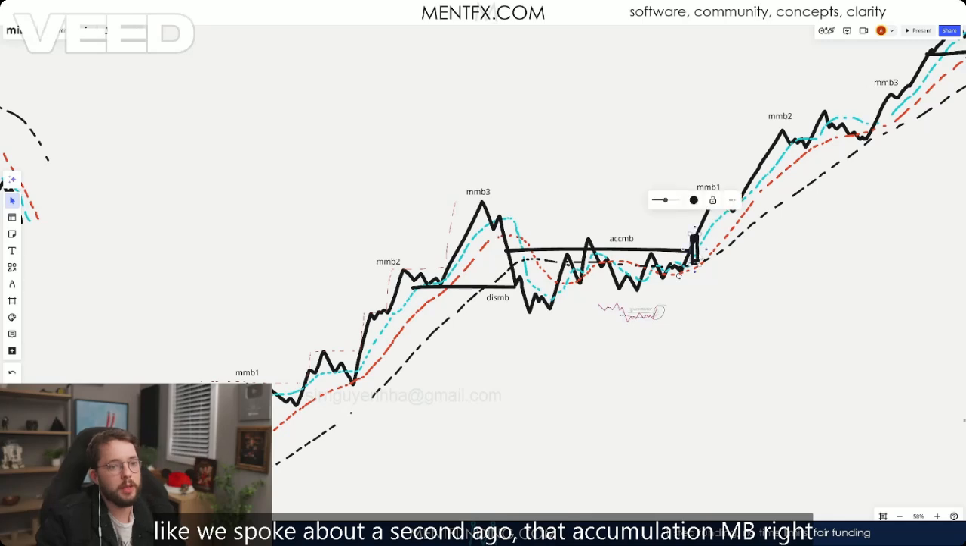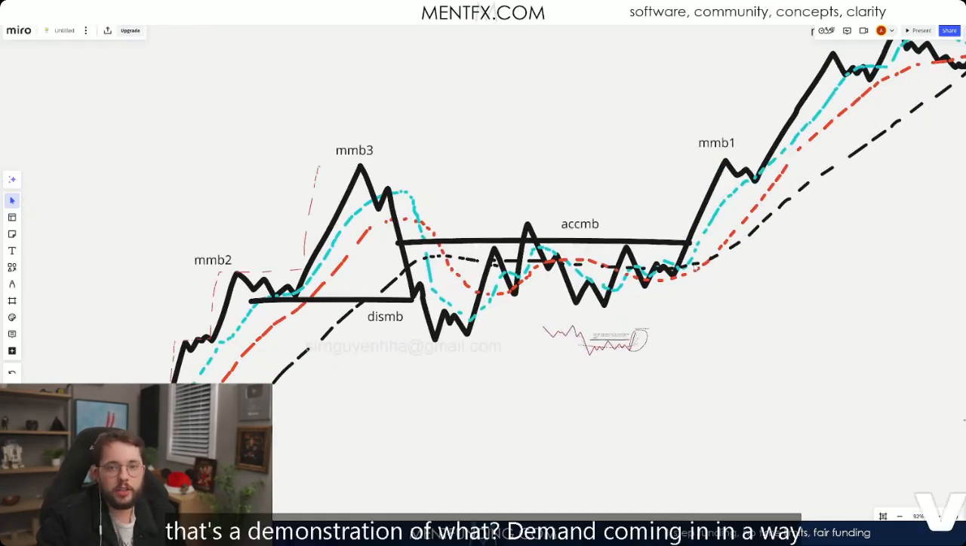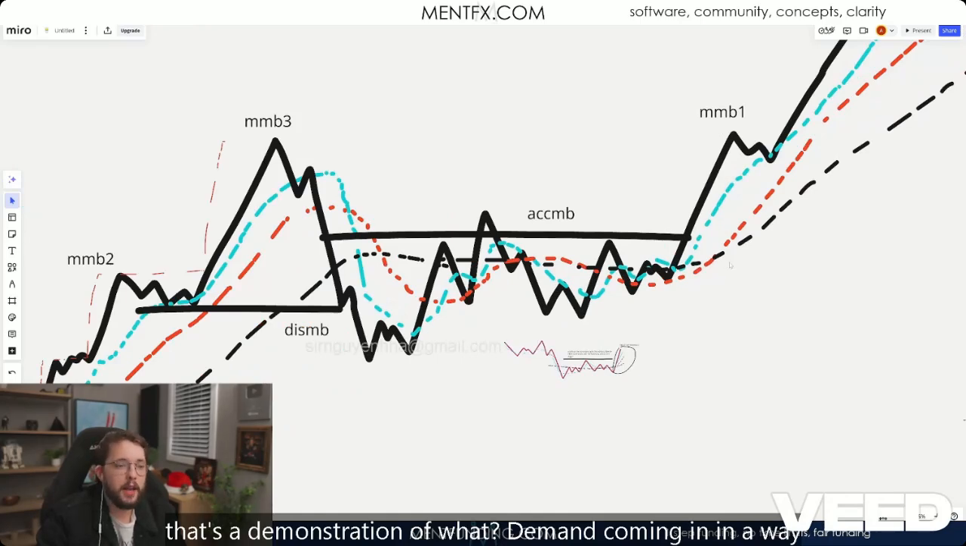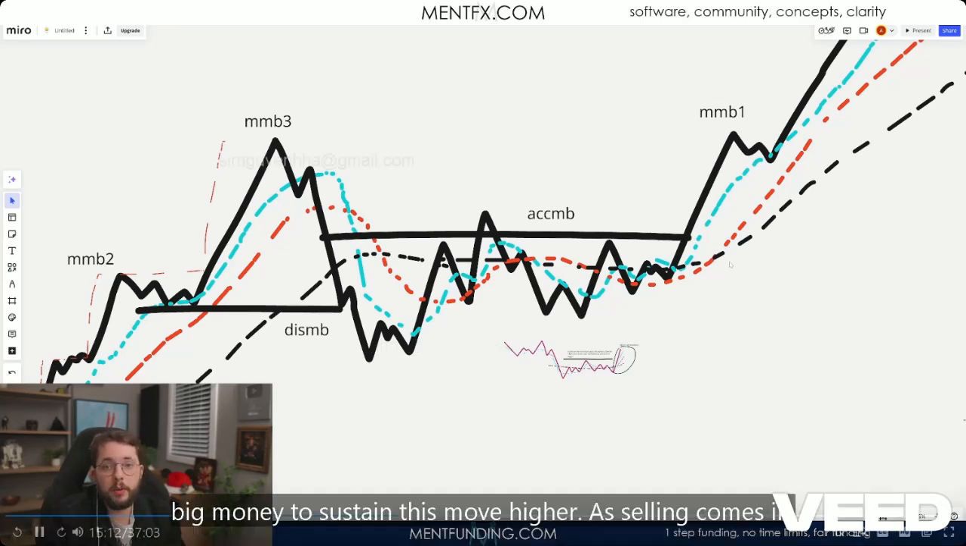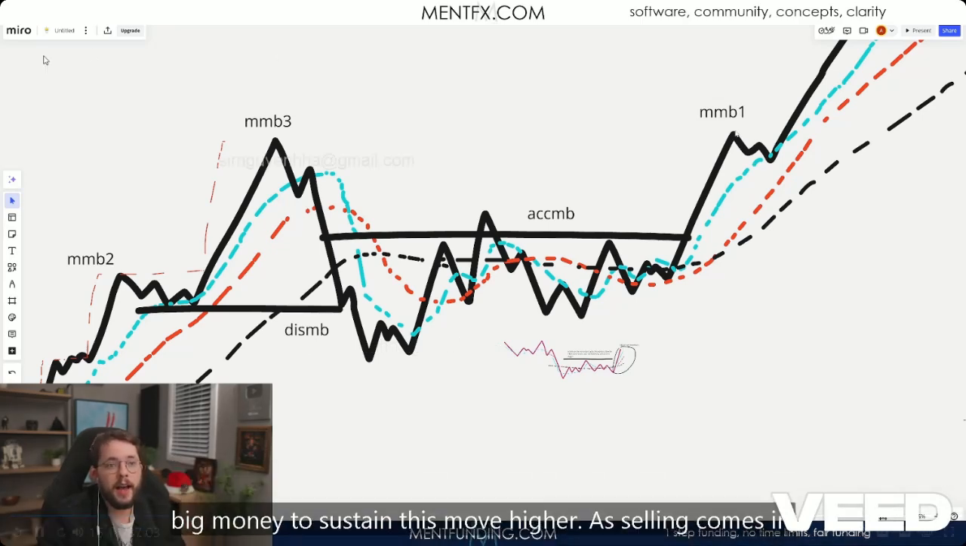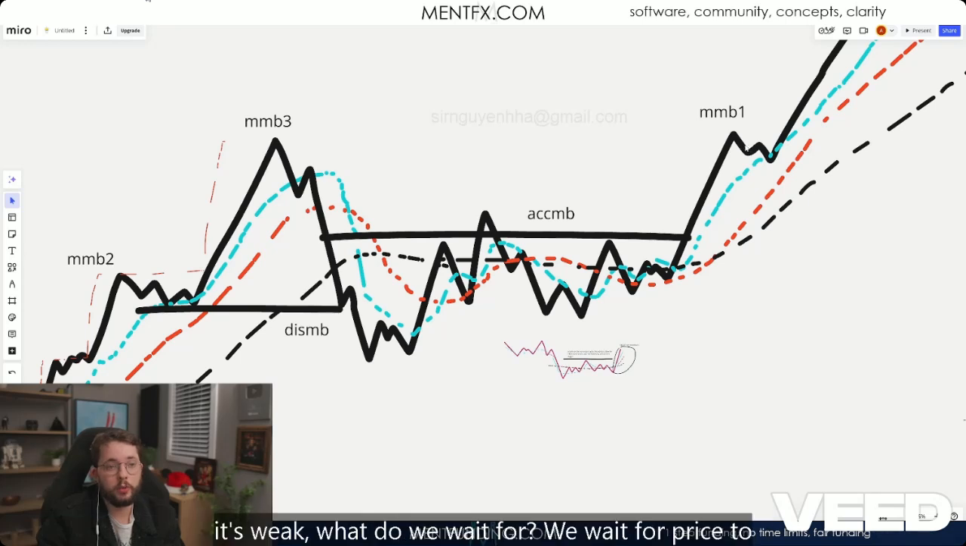That accumulation MB right there leads to what? Slope upwards on the moving averages. That's a demonstration of what? Demand coming in a way that it prior was not coming in. A huge demand on behalf of big money to sustain this move higher. As selling comes in, what kind of selling is it? The selling might be weak. If it's weak, what do we wait for?